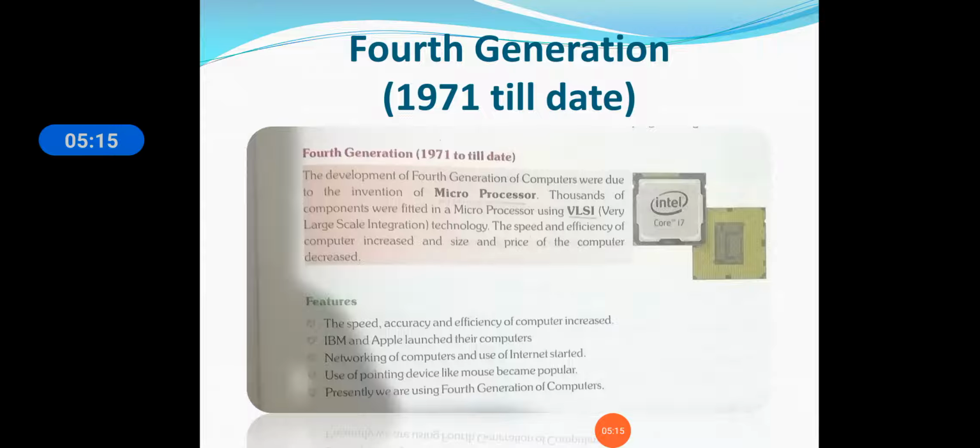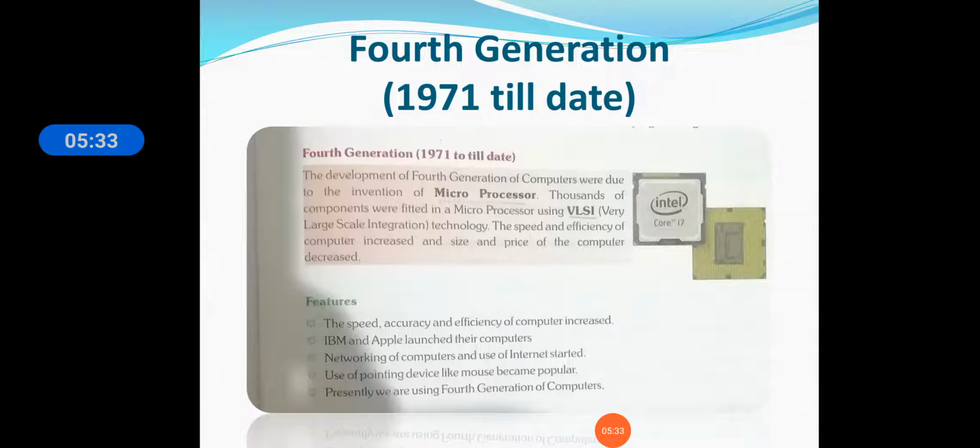Now some more features we will see of the fourth generation of computers. The speed, accuracy and efficiency of computers increased. So the speed of the computer increased and accuracy also increased.